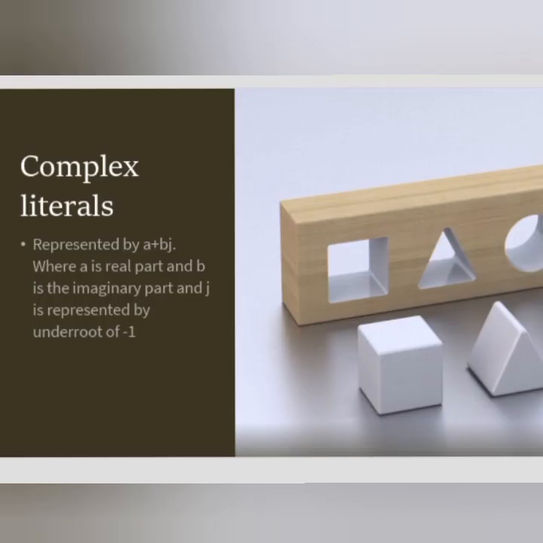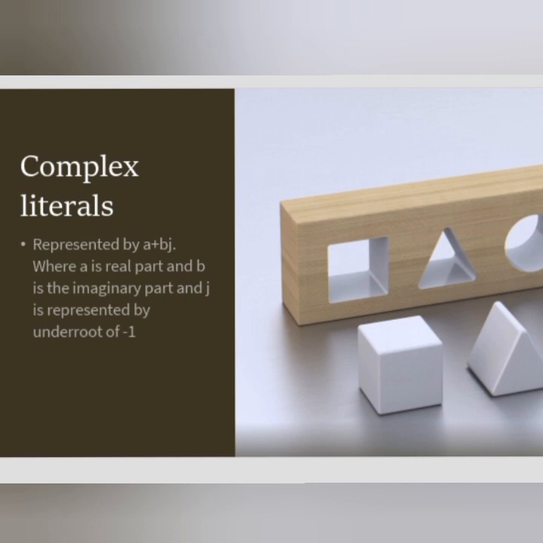Then we have got complex literals which are represented by the formula A + Bj, where A is a numeric literal and B is an imaginary literal, and j is having a value of under root minus 1. So the total formula written is A + Bj. That becomes a complex literal.